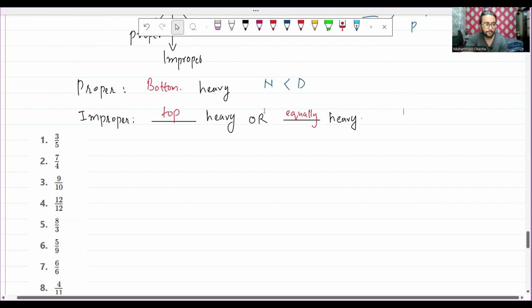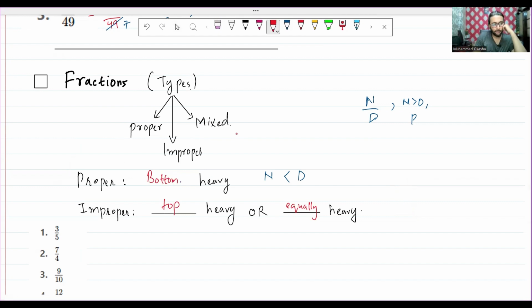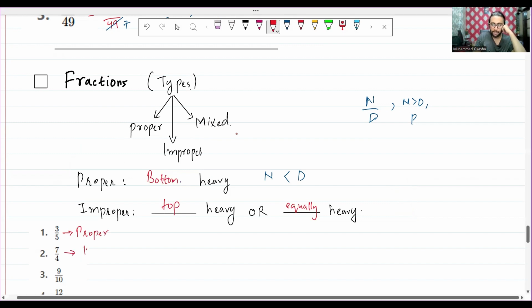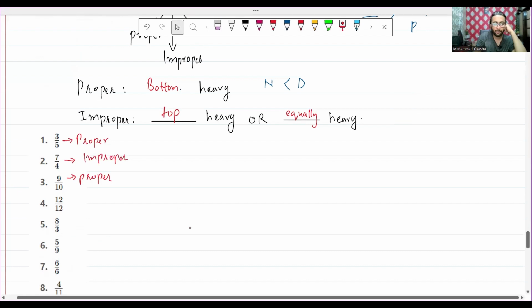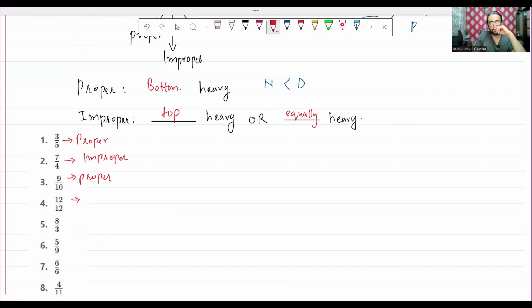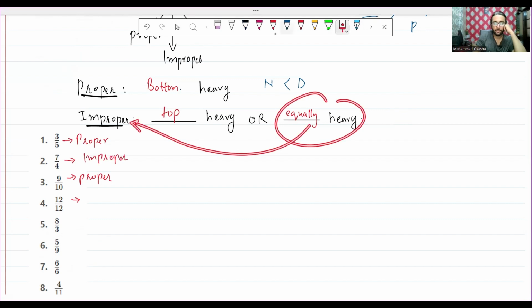So I have a bunch of fractions. Real quick, let's classify them into proper and improper fractions. Is this top heavy or bottom heavy? I think this is bottom heavy, so this is proper. This is 7 divided by 4. Top heavy, I think improper. 9 divided by 10, again bottom heavy, so this is proper. 12 divided by 12. Now, they're equally heavy. If something is equally heavy, what is it? Improper fraction.